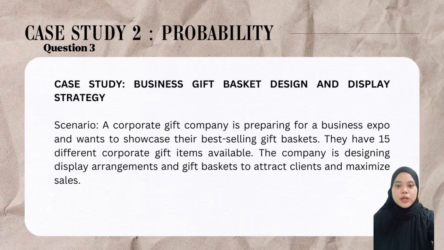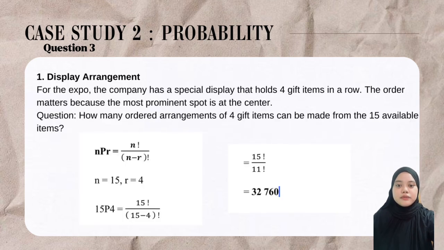I will begin with question 1, which is about arranging 4 items out of 15 for display. Since arrangement or order matters, use permutation. The formula used is nPr equals n factorial divided by (n minus r) factorial, where n equals 15 and r equals 4. We just include all the information in the formula. So there are 32,760 different ways to arrange 4 promotional items out of 15 for display.